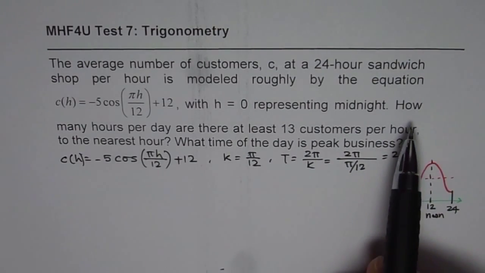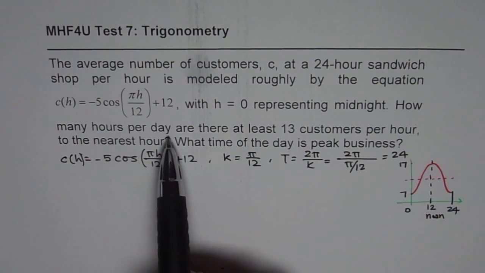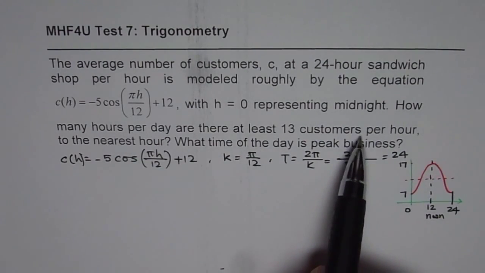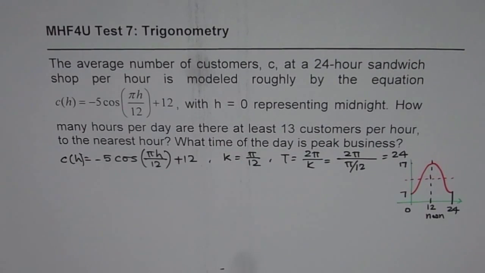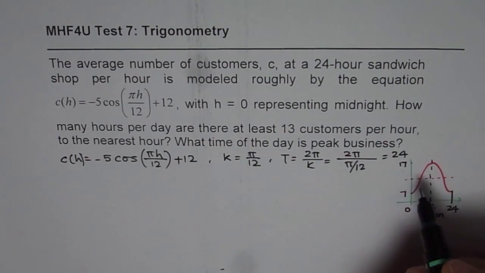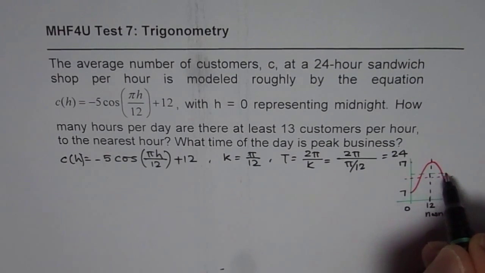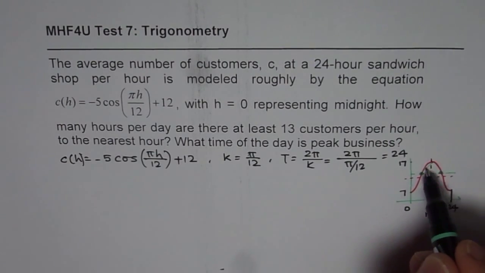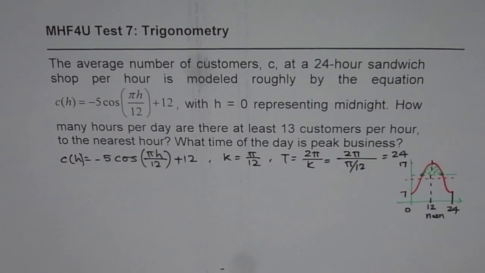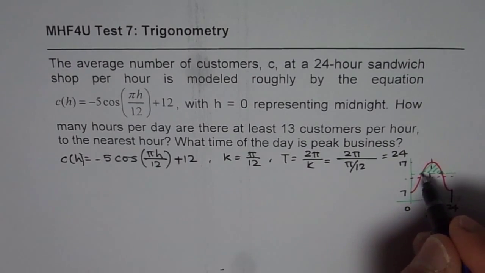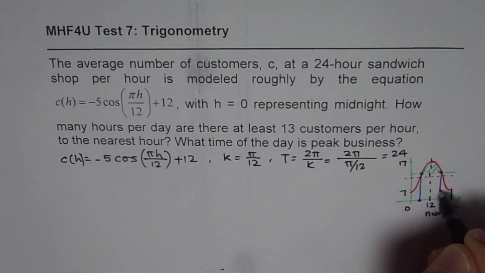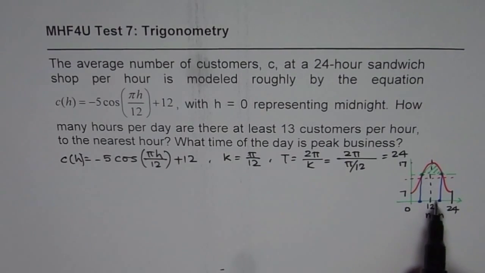Now let's get back to the question. How many hours per day are there at least 13 customers per hour? Let's say we draw a line here. We are looking for these points. Between these points, we have at least 13 customers. So we need to find coordinates for these two points. You can also pause the video, answer this question, and then look into my suggestions.